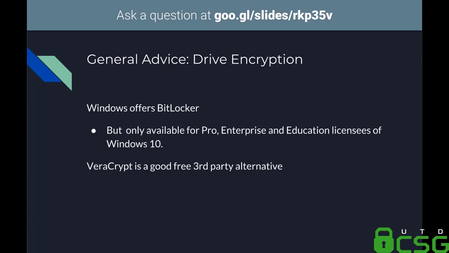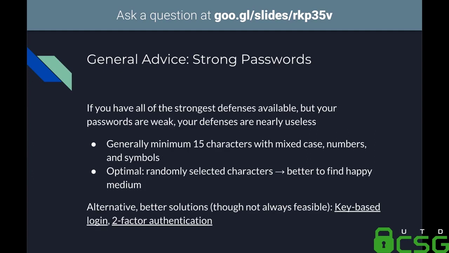Drive encryption is good because if someone manages to, for example, steal your laptop, they shouldn't be able to get in as long as you have a decently good password that people aren't able to guess. For a lot of Windows installations in a corporate environment, they will use BitLocker so that people aren't able to get in and steal corporate documents, but it's only available for Pro, Enterprise, and Education licenses for Windows 10 specifically. Another option is VeraCrypt, which is a fairly good third-party alternative.